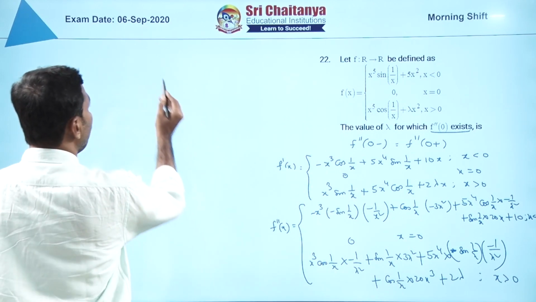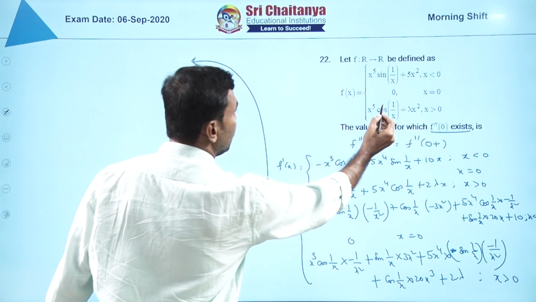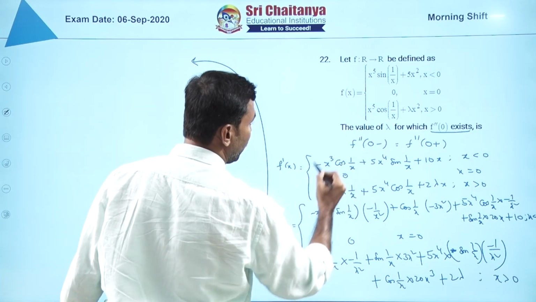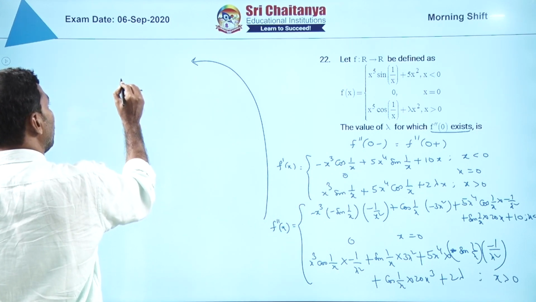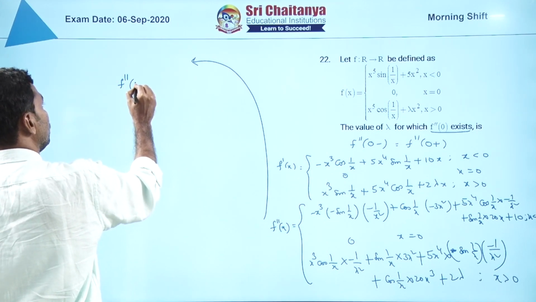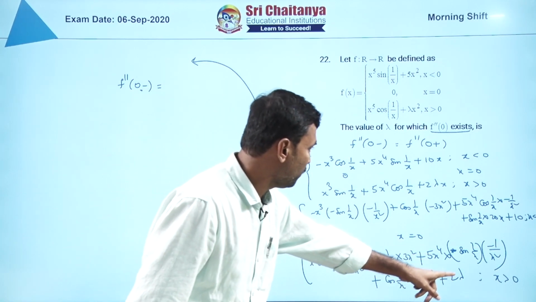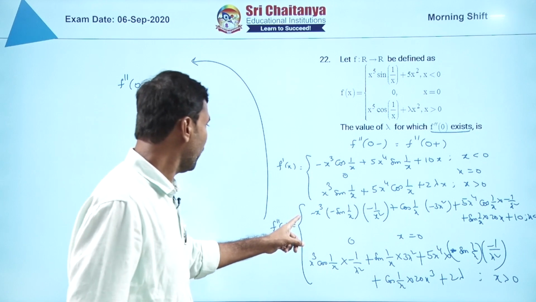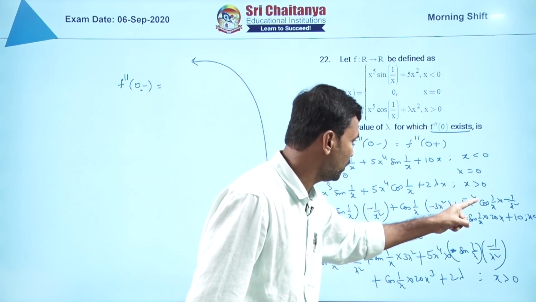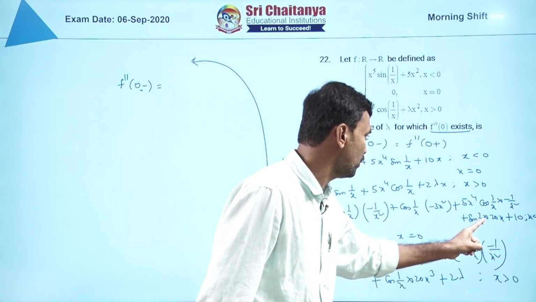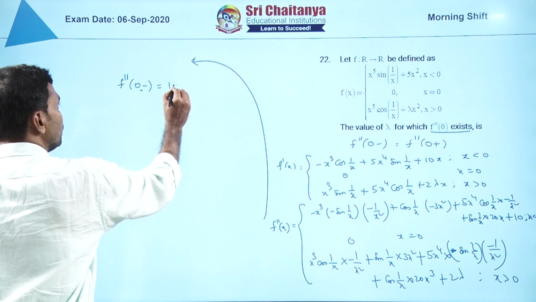Now, f double dash 0 minus I am finding. What is f double dash 0 minus? 0 minus means I have to take x negative. So, I am putting x equal to 0 in this, the first term will become 0, second term will become 0, third term will become 0, fourth term also will become 0, only I will get 10. So, f double dash 0 minus is 10.